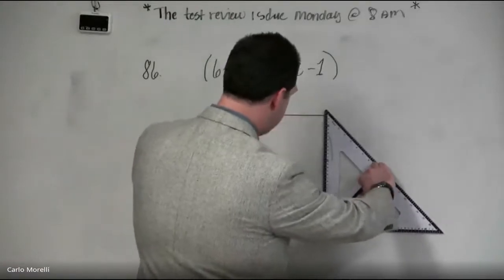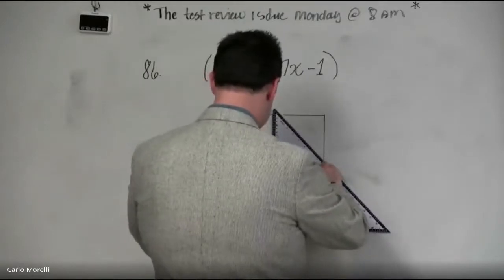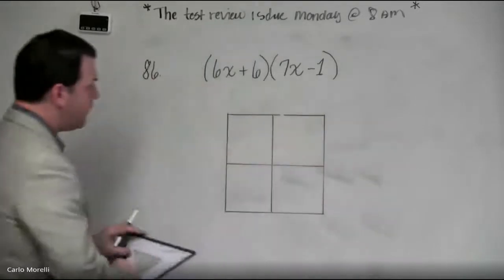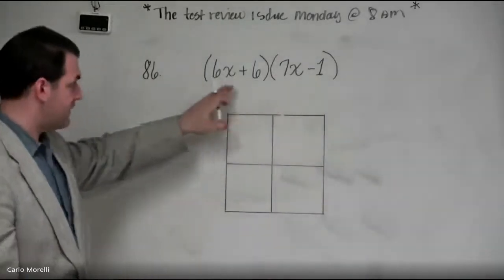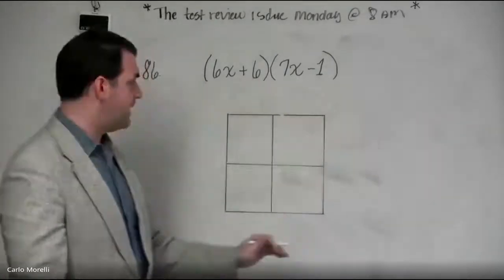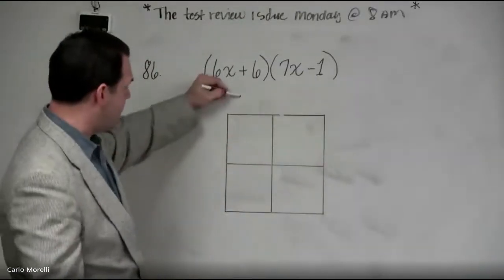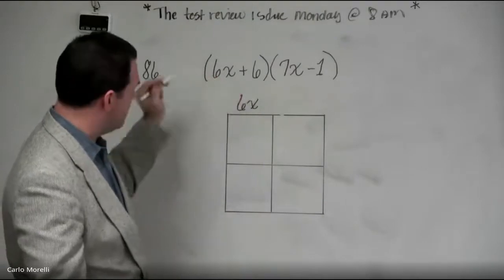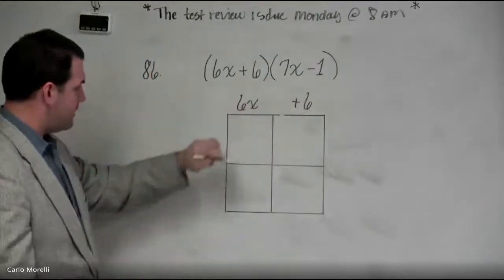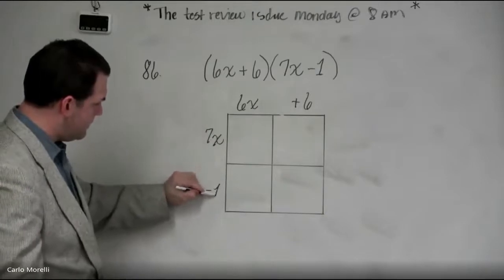More visual type people might like this better. And when we have more than binomials, like let's say a trinomial multiplied by a polynomial with 5 terms in it, you definitely want to use some kind of box. But here we're just going to write 6x plus 6. See that spacing there is important. And then here 7x, down here minus 1.